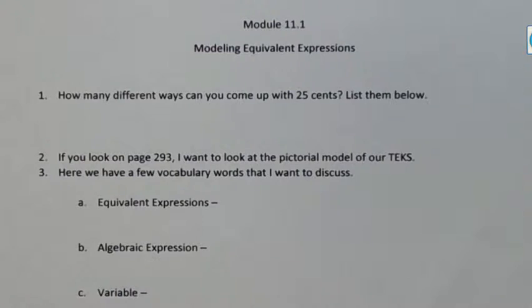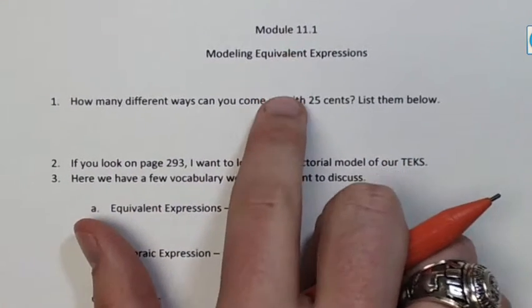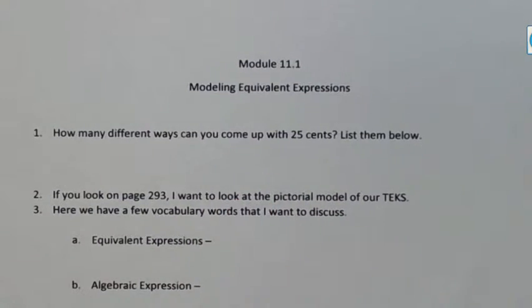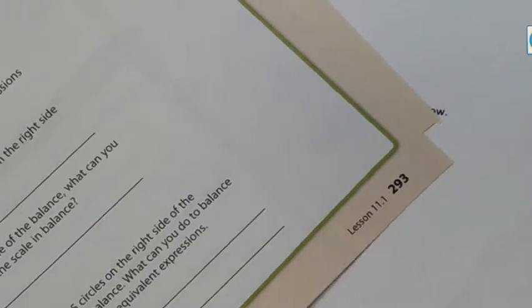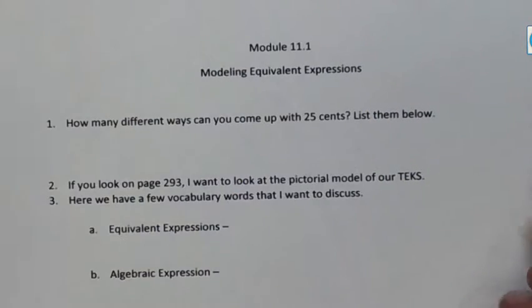This one's going to be on Module 11.1, Modeling Equivalent Expressions. You should have got this from your math teacher today in class. And you're also going to need a few pages from the actual notes 11.1. So that's going to be page 293 through 296. So if you don't have all that out, go ahead and do that for me, please.